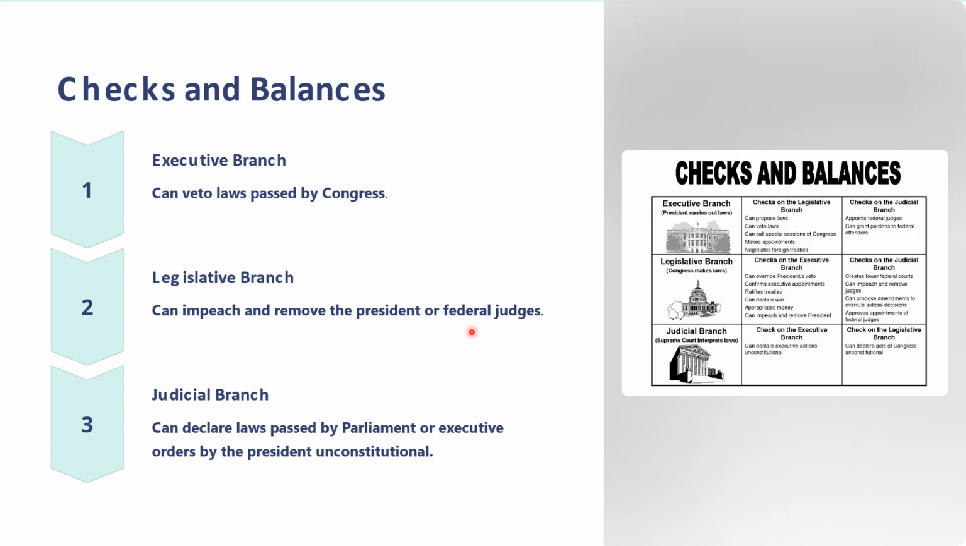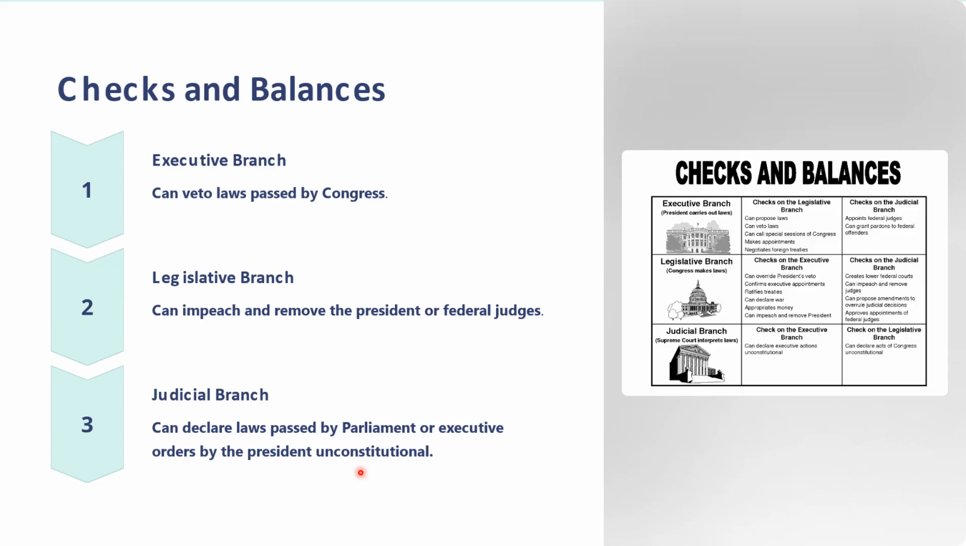The legislature can override the president's veto with a majority vote. The legislature can impeach and remove the president also. And the judicial branch checks on both. The judiciary can declare laws passed by parliament or executive orders by the president unconstitutional. The judiciary interprets laws and ensures their enforcement.